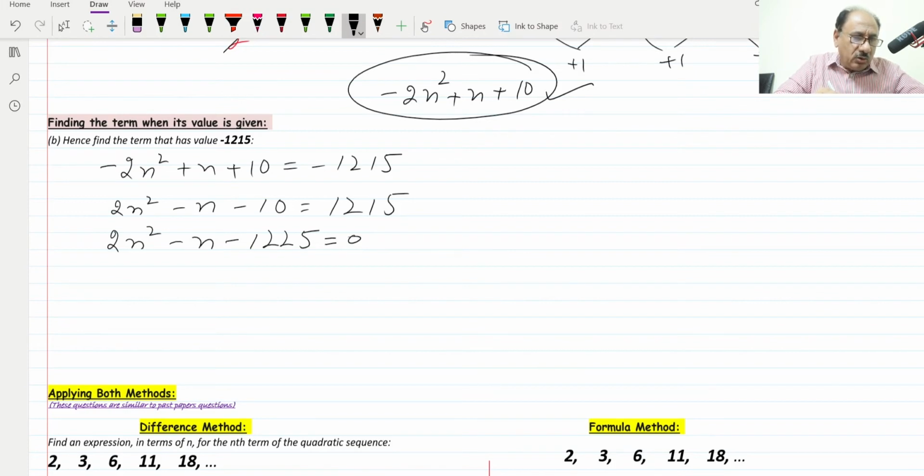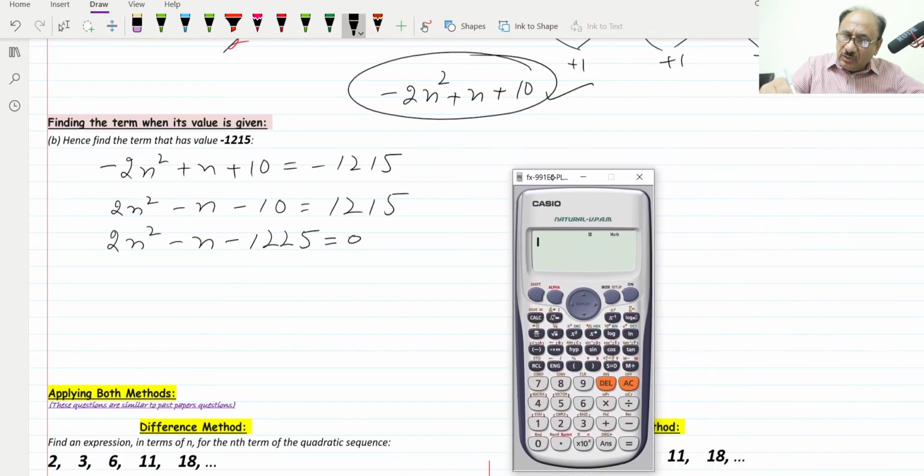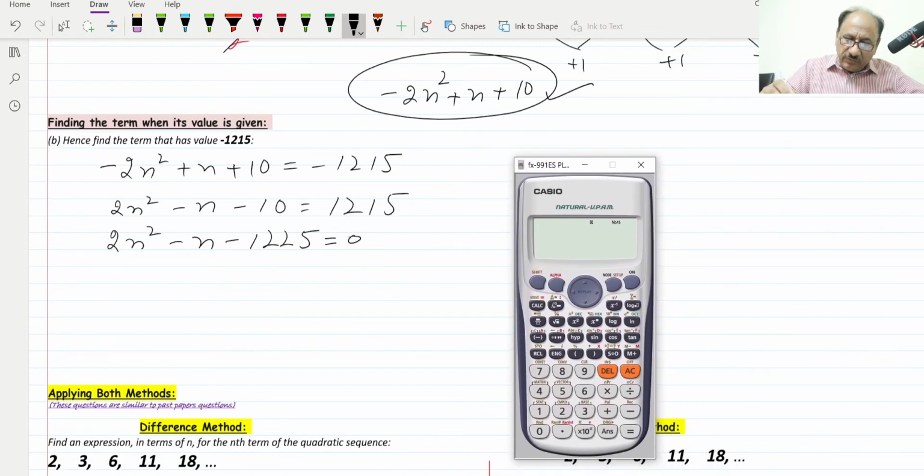To solve this quadratic equation, we will be doing it separately. I will be making a video for solving quadratic equations, but for the time being, I will be directly using mode 5.3, and the a value is 2, and the b value is minus 1, and the c value is minus 1225, and this will be equal to 25.